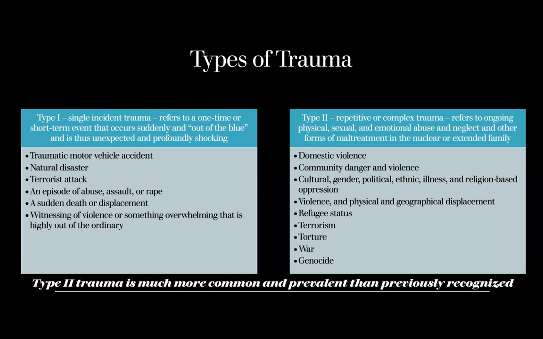I think it's really important to understand what exactly we're talking about when we say complex trauma, particularly because it's not a DSM diagnosis. So this refers to ongoing physical, sexual, or emotional abuse or neglect and other forms of maltreatment in the nuclear family or extended family. They also said quasi-family. I'm not really sure exactly what that means. Does anyone have a thought on what a quasi family might be?